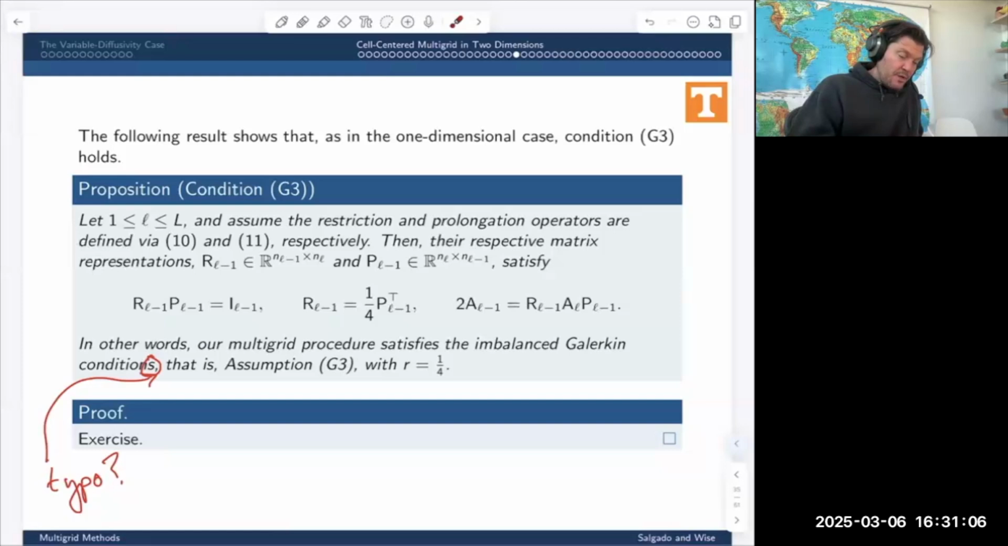So when we try to figure out if the imbalanced Galerkin condition holds, that means two things. It means that you can compute this and this, but it doesn't necessarily tell you what this value should be. That value is generically what we call R. So this says that the imbalanced Galerkin condition holds with R equals 1/4. In 1D, R equals a half. In 2D, it's R equals a quarter. And in 3D, I can extend this idea a little bit further, and in that case, it's exactly 1/8.